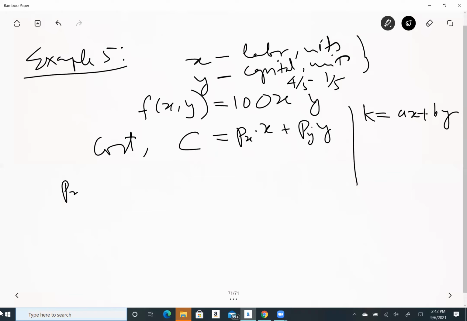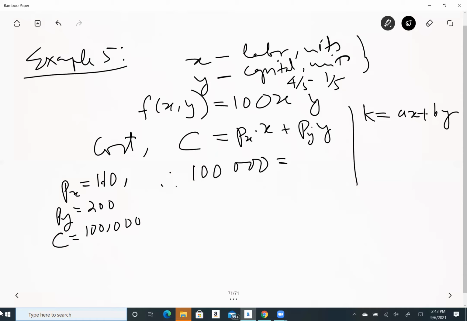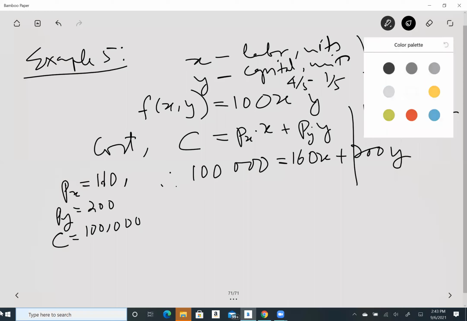So we can say that PX is equal to the labor cost per unit, that is 160. And then PY is the capital cost per unit, that is 200. And then what is the cost? The cost is given as a constant, 100,000. So that is the limitation of the cost. Therefore, the cost function is 100,000 equal to 160x plus 200y. So that is the cost function.